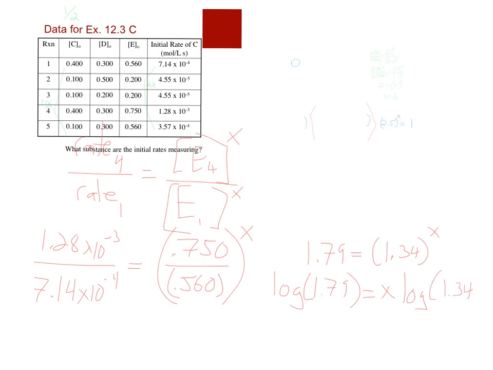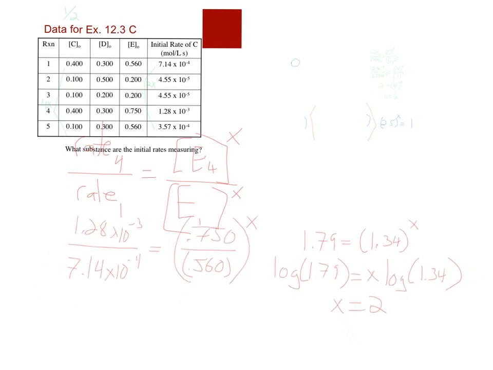There's other ways to do this, but this is one of the easier ones if you've never had logarithms before. And then you can just solve for x, because you can just punch those numbers in your calculator. Log of 1.79, hit enter, divided by log of 1.34, hit enter. And you see that this is in fact a squared relationship. Even though it's not that visible, E is a squared relationship.